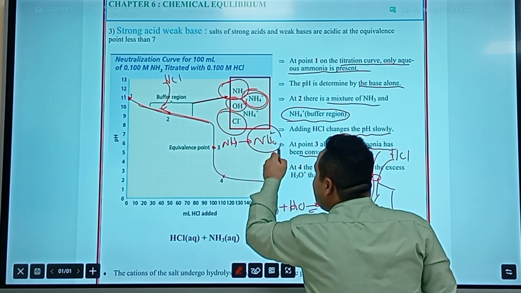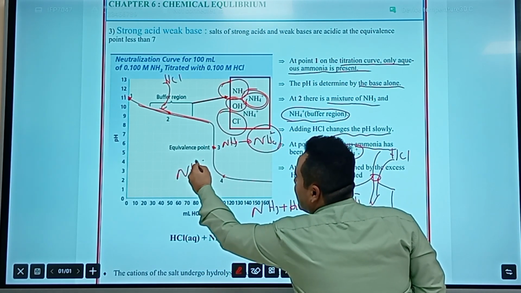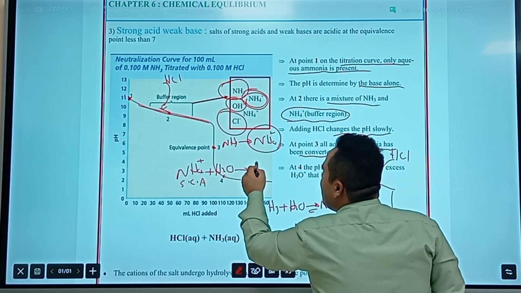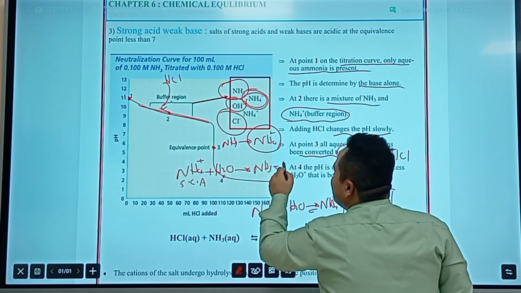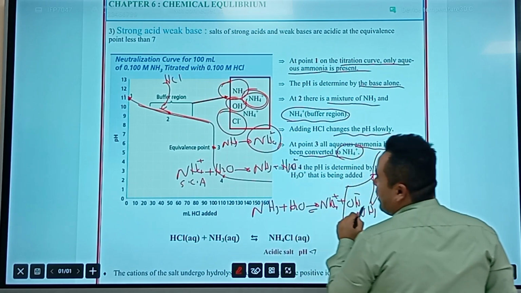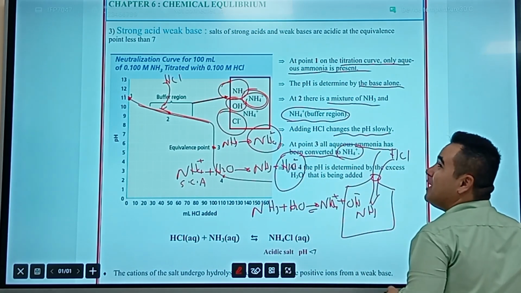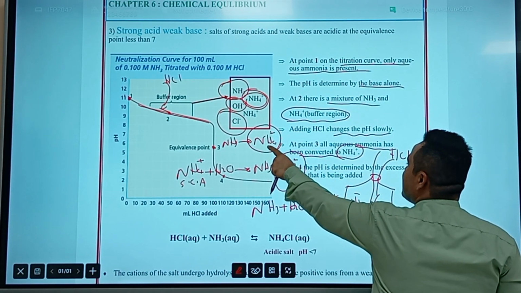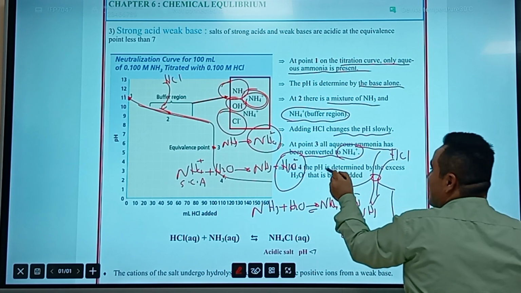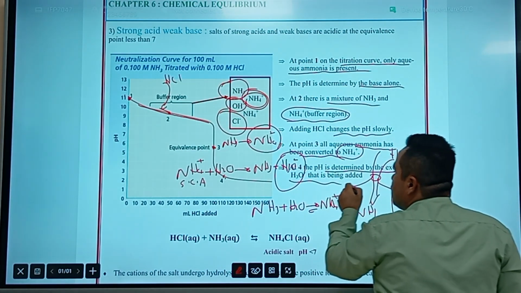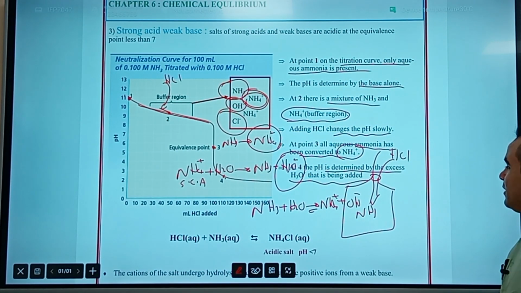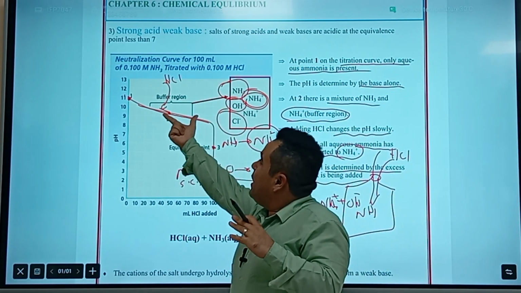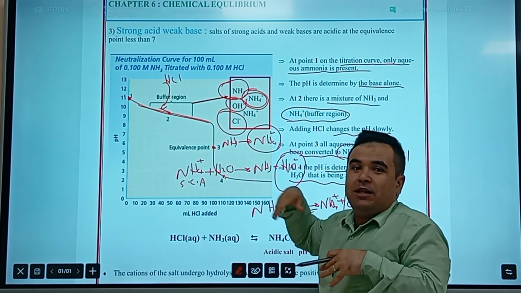And at this point, ammonium, which is a strong conjugate acid, reacts with H2O to form ammonia and hydronium as well. So it increased the hydronium concentration because of cation hydrolysis. And at point 4, the pH is determined by the excess of hydronium that's been added to the medium. We can understand the buffer regions and the hydrolysis in the pointers.